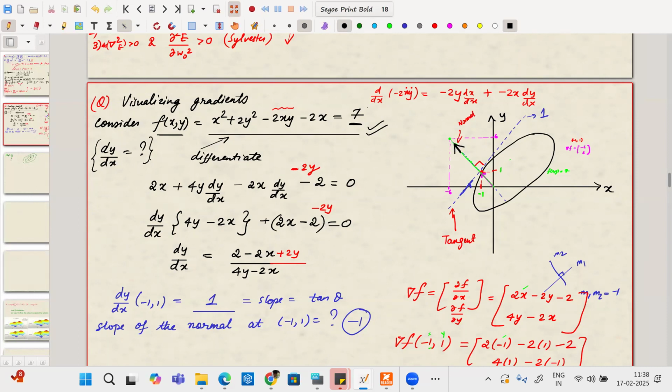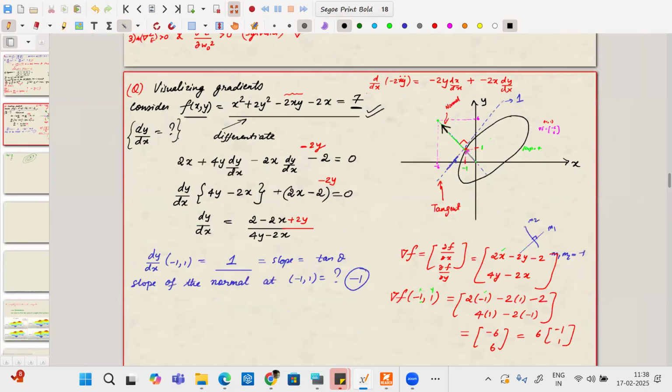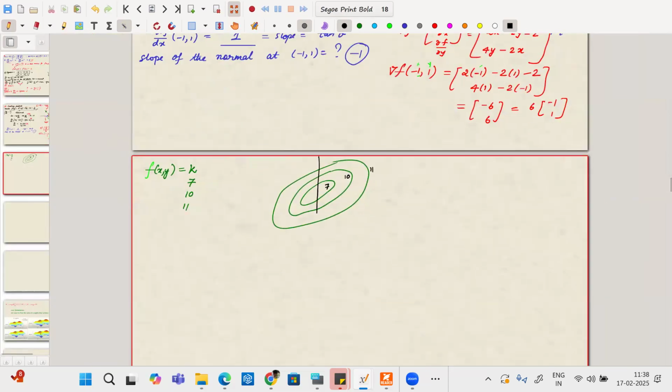Do you understand? Did you understand? No? What I am saying, this is the axis, agree? This is the axis x comma y. This is your function curve, 7, 10, 11. So you see this is increasing. What is the maximum here? 11. What is the minimum here? 7. So the function is increasing in which direction? Radial direction. The function is increasing in this way. Don't you agree? It agrees, right?